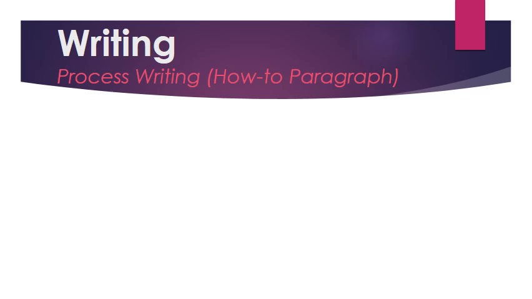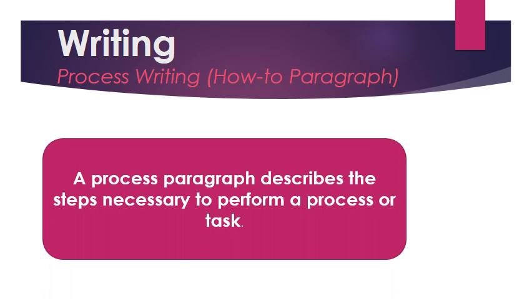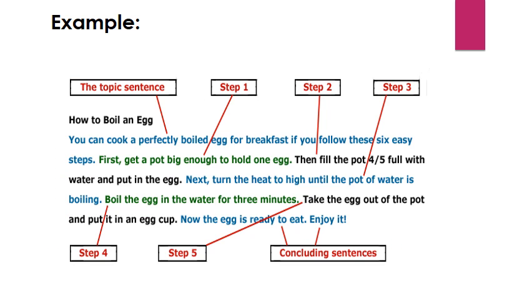In writing, this time we covered the process writing. What is the process writing or how-to paragraph? A process paragraph describes the steps necessary to perform a process or a task. Let's have an example: how to boil an egg. So I have to write a paragraph about the steps to boil an egg.